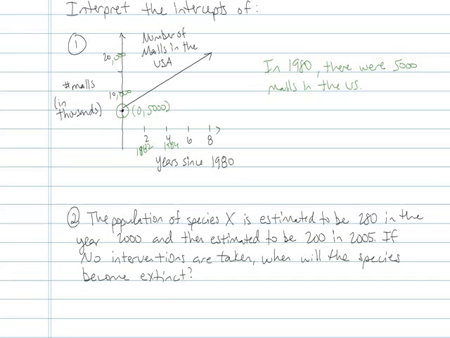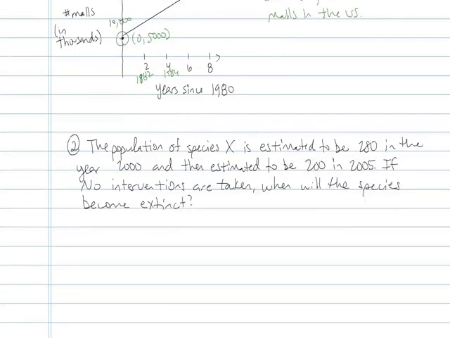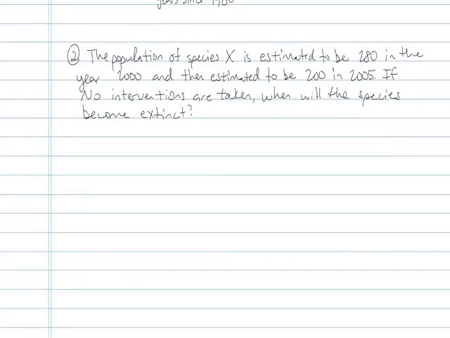This is one that I think is a little more important. Again, I made this one up, but this is something that naturalists really do. The population of species X is estimated to be 280 in the year 2000, and then estimated to be 200 in 2005. If no interventions are taken, when will the species become extinct? I think this is a really interesting problem because this is something that is pretty realistic. Like, this is something that we really do have to face. Like, when is this population going to run out if we don't do anything about it?